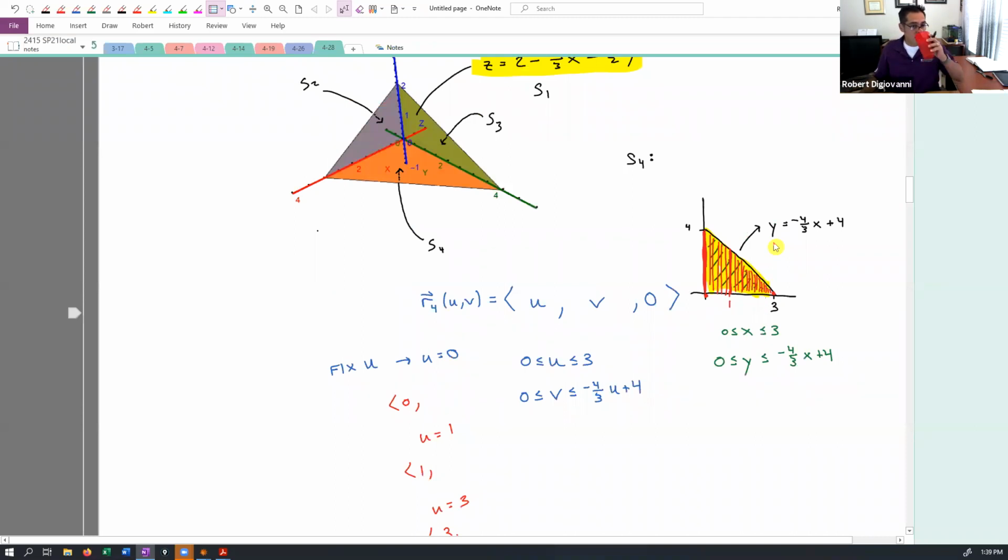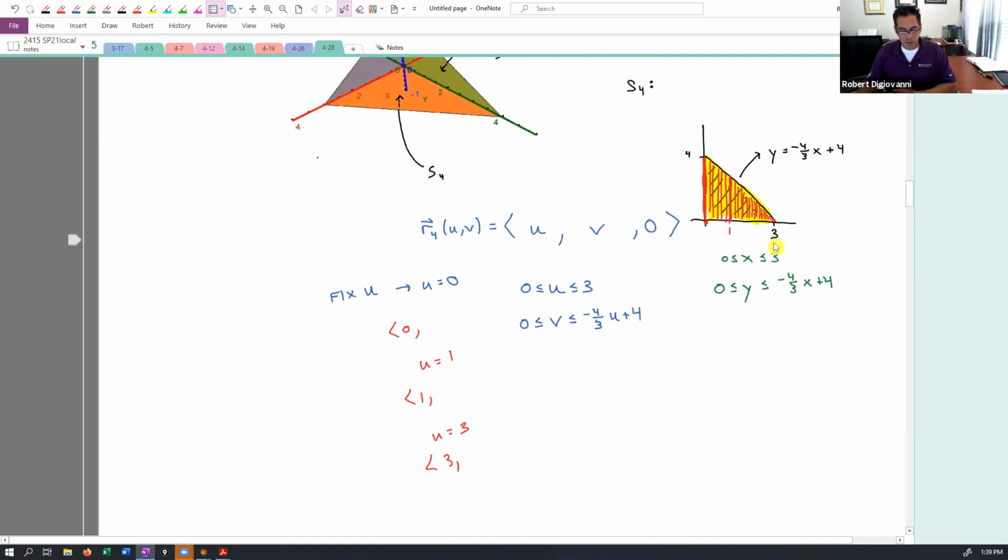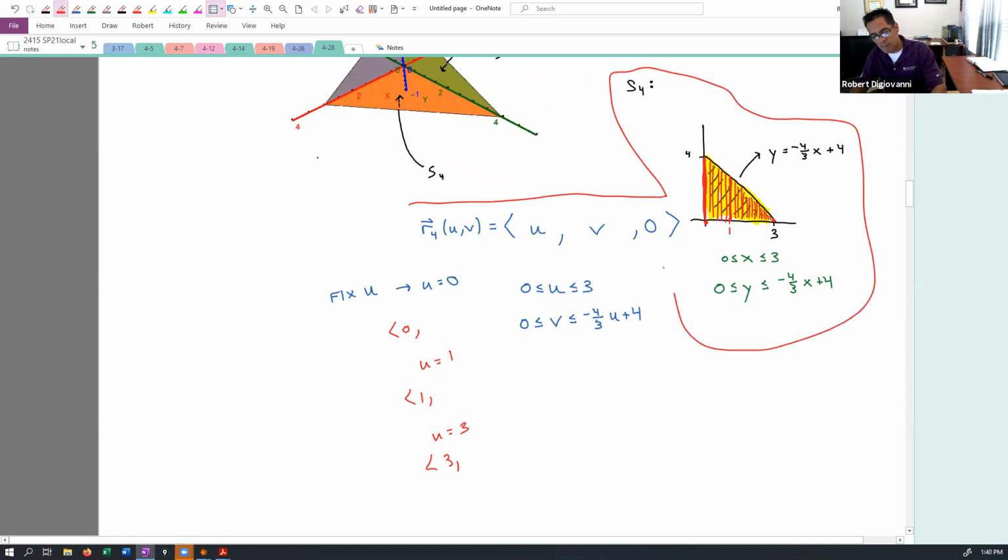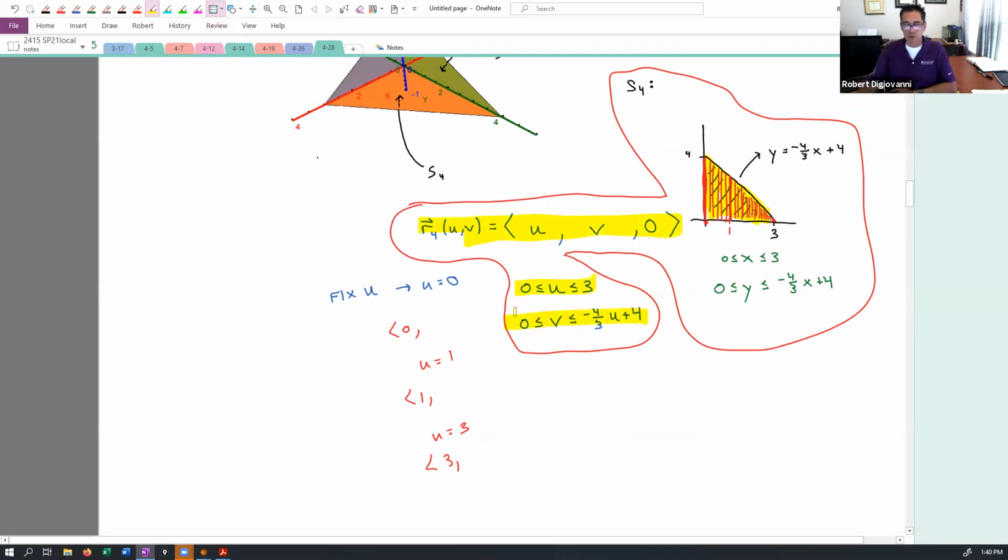Does that make sense? It's weird because having two variables allows you so much control that it's a little confusing, I think, when you first see it. So there's the surface for surface 4, and that is the vector function with these constraints that draw surface 4.